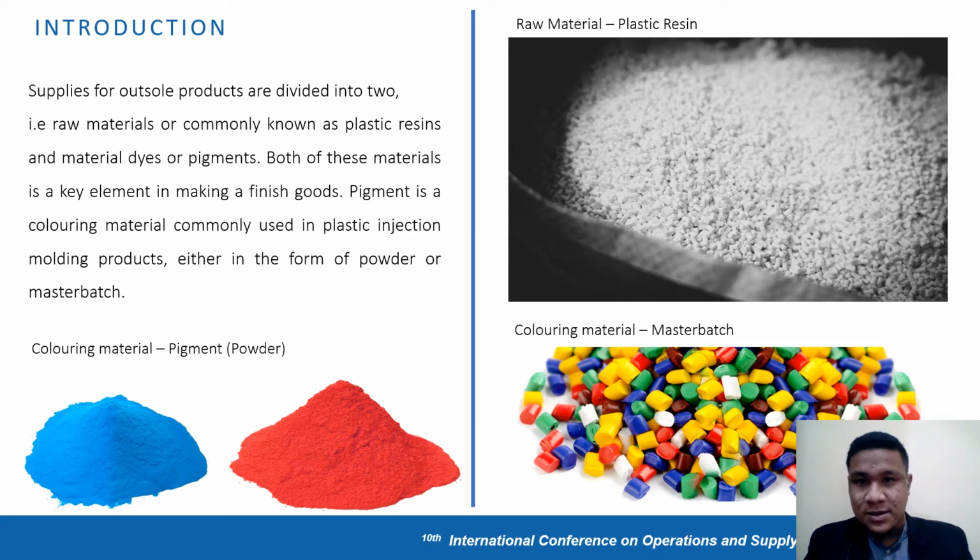Next, supplies for the sold product are divided into two. First is the raw material, commonly known as plastic resin, and the second is the material dyes, or pigment. Both of these materials are key elements in making the finished good. Pigment is a coloring material commonly used in plastic injection molding products, either in the form of powder or master batch. So, the study focuses on inventory control of the material dyes itself, and how to implement it in a non-repetitive make-to-order production system.